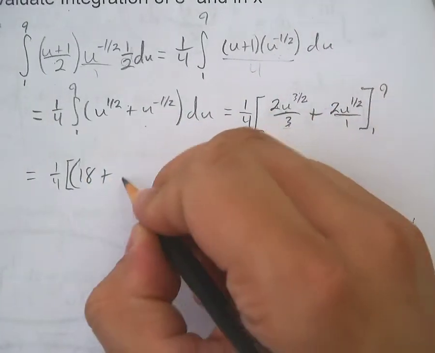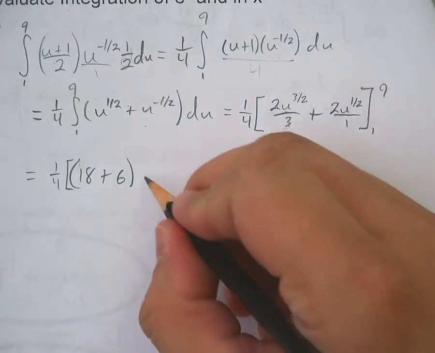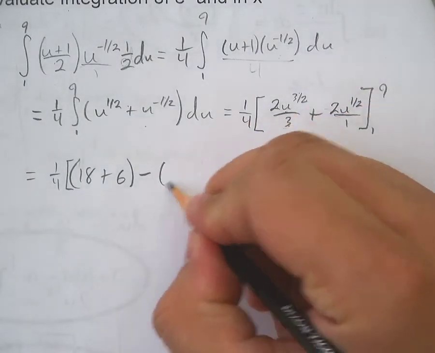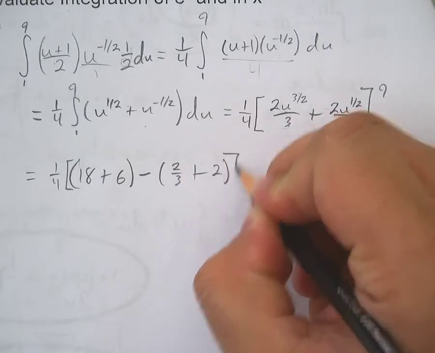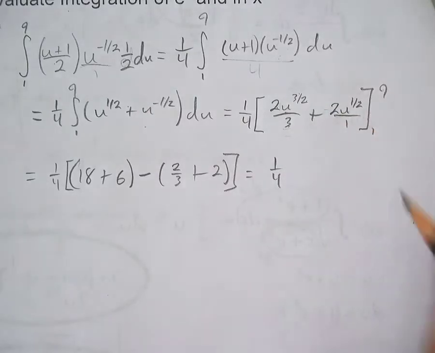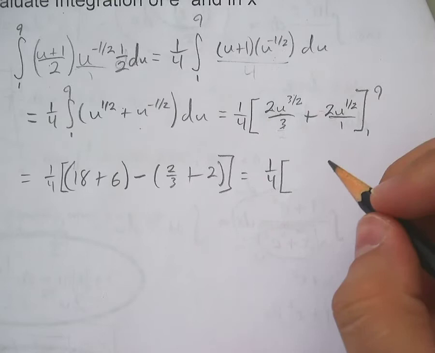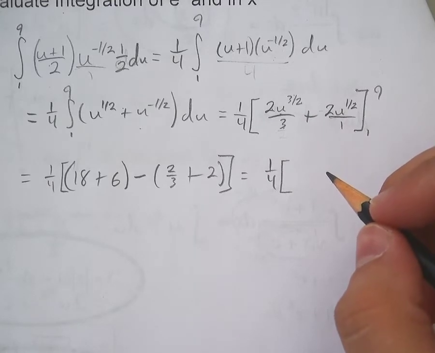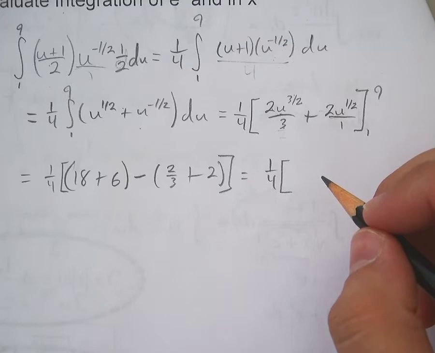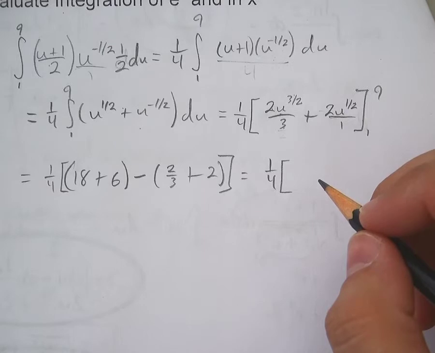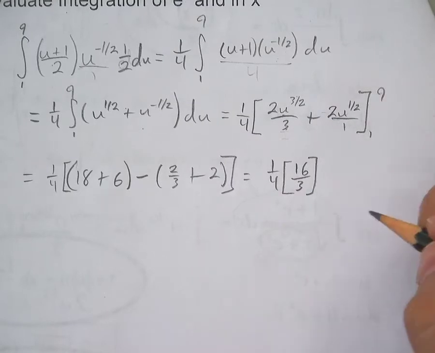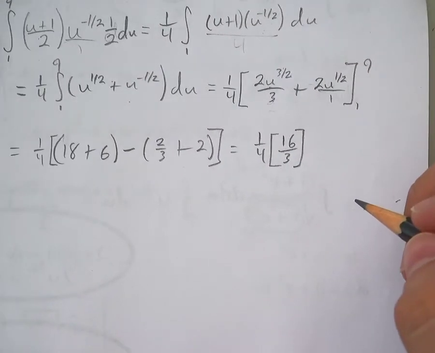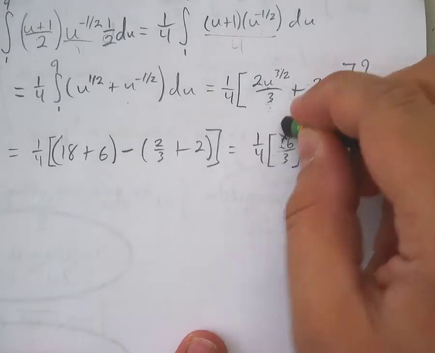Plus 3 times 2 is 6. Minus plugging in 1. That's 2/3 plus 2, which is 1/4. All right, 18 plus 6, 2/3 and 2, 3, that's going to be 16/3, I believe. No. That's after the 1/4.